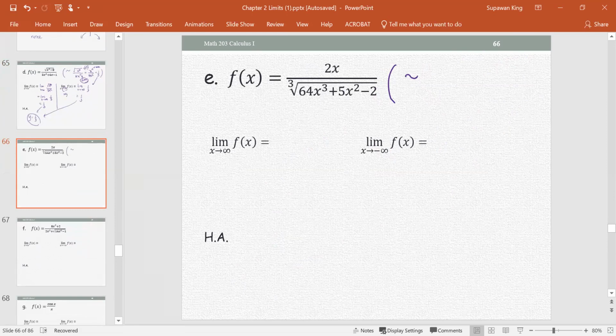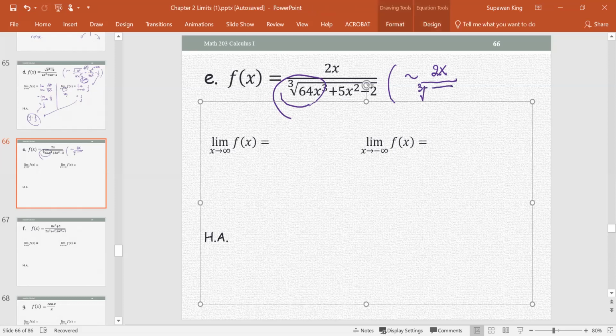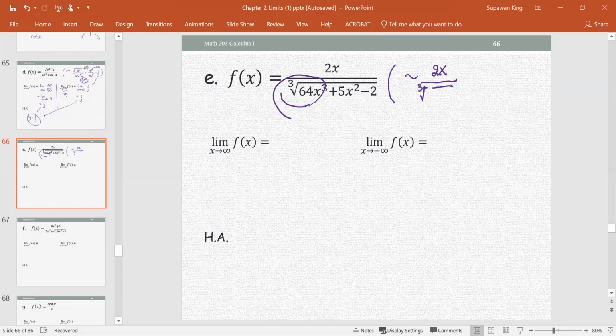Consider the leading term again. The numerator has only one single term, not bad. How about the denominator? Leading term, oops. Within the cube root, the greatest power would be the power 3. There you go. So it's the cube root of 64x to the third. This time we have an odd power.